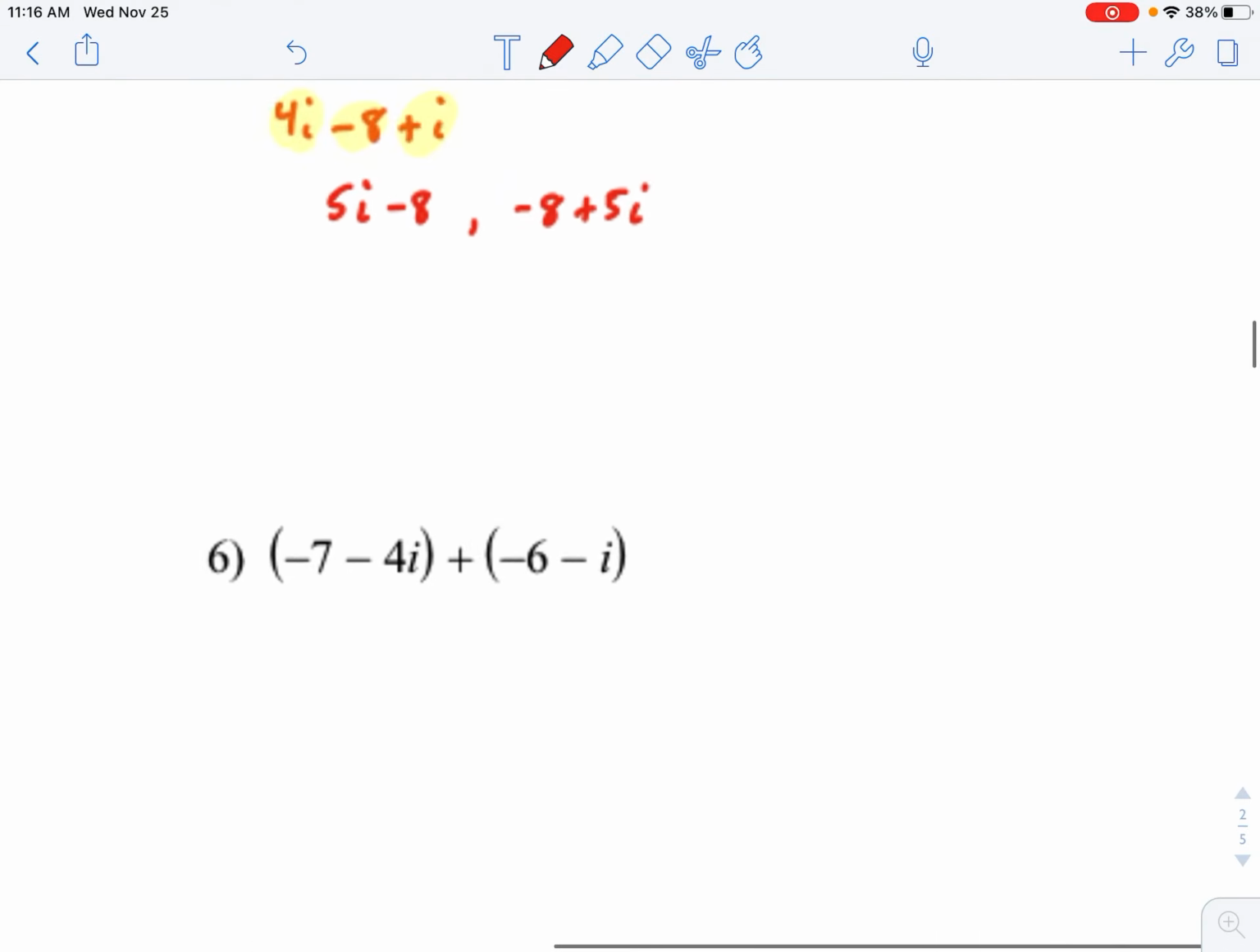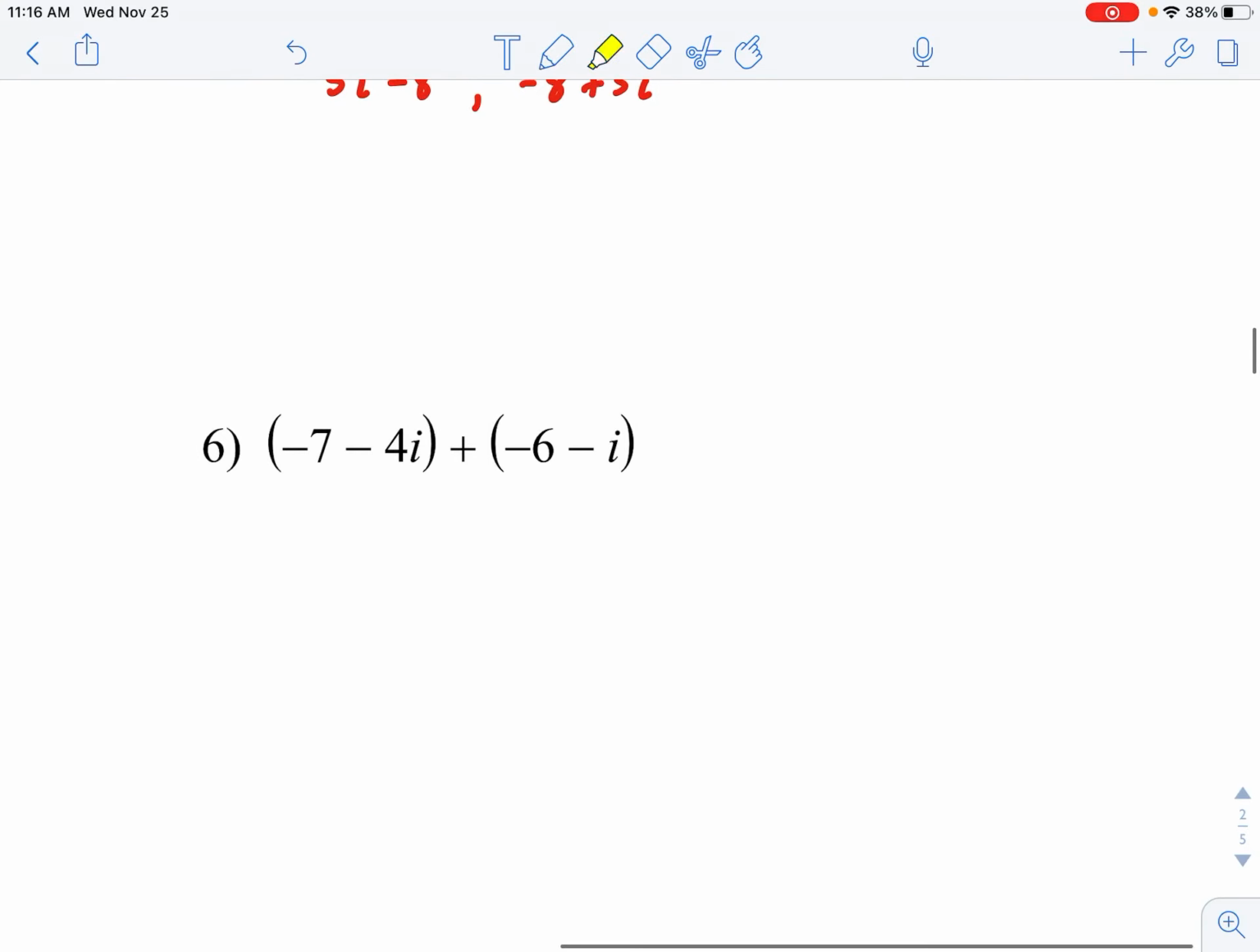Let's do number 6. So here we do not have a negative to distribute. It's a plus sign. We distribute a plus sign. It doesn't change anything. So we can just rewrite this problem like that and then combine like terms. Negative 7 plus negative 6 is negative 13. And then negative 4i and another negative i is negative 5i.